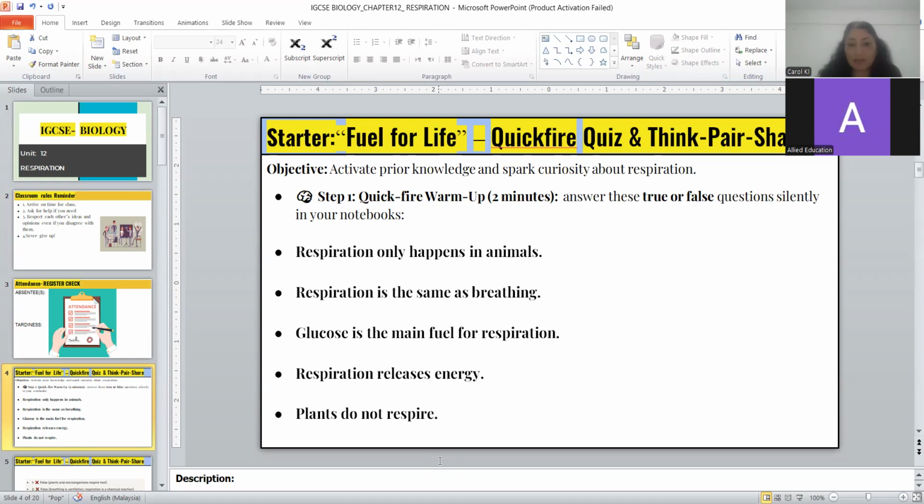The next one: respiration is the same as breathing. Glucose is the main fuel for respiration. Respiration releases energy. Plants do not respire. If you know any of these answers and you know whether it is correct or wrong, can you write it in your notebook, please? And let's see what you have done. I give you 2 minutes.